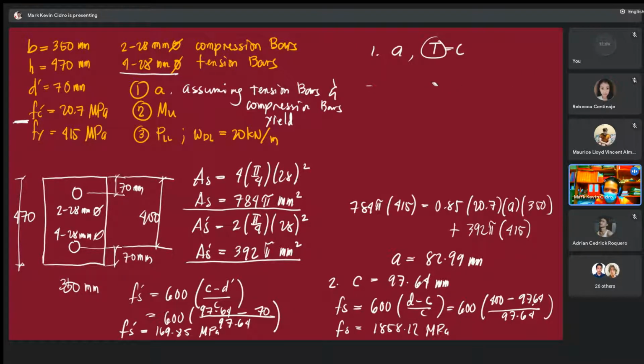Your equation here will be As multiplied by Fy. That's why we use Fy, because the tension steel yielded and is still in tension. This is equal to 0.85 fc' a b plus the area of the steel in compression multiplied by Fs', not Fy, because it might not yield. If you force it to be Fy, the value of a will be affected, right?